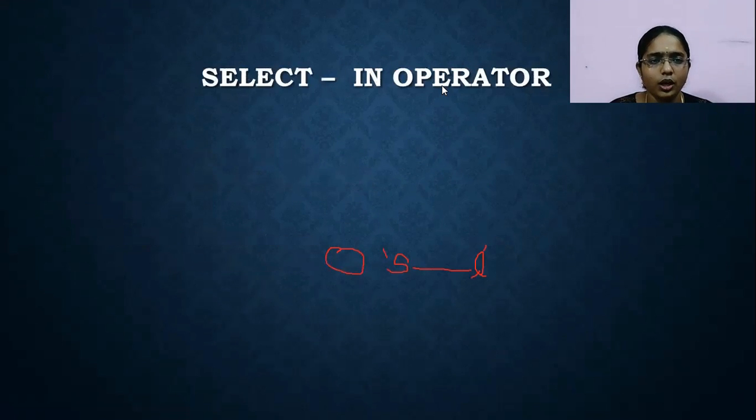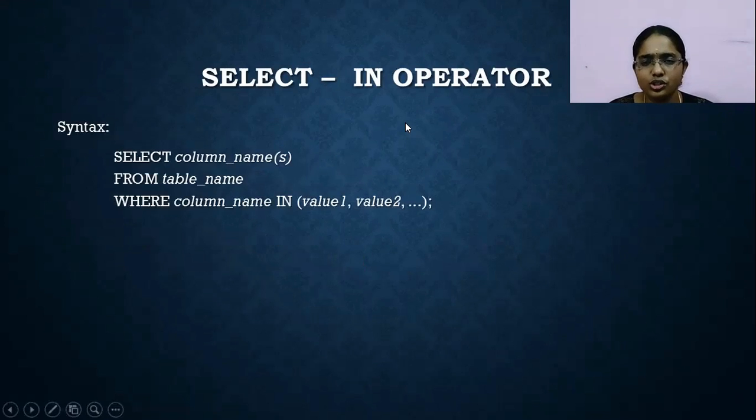Fine. Now we'll move on to the in operator. If you want to check whether a value is there or not, I'll make use of the in operator. For the in operator, the syntax is select column name from table name where column name in followed by the values. For example, if I want to fetch all the employees by applying multiple conditions, I can apply the in operator.